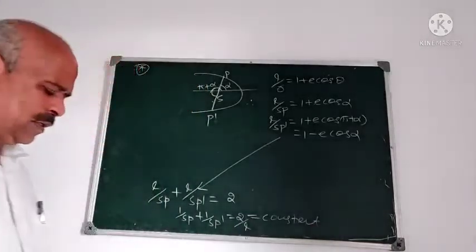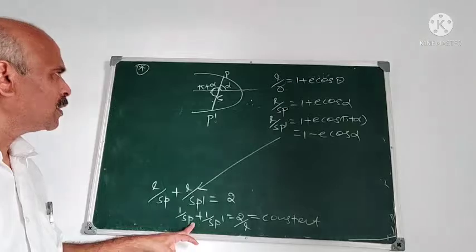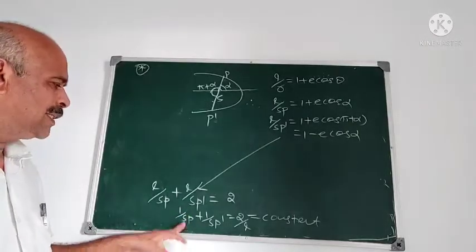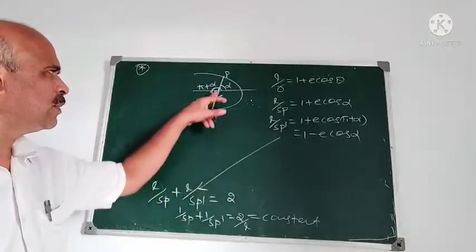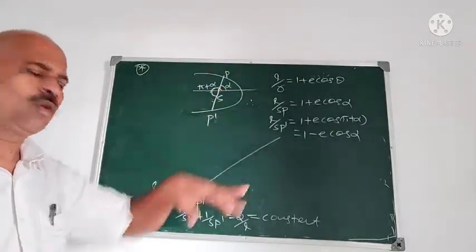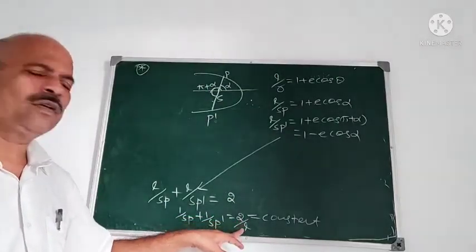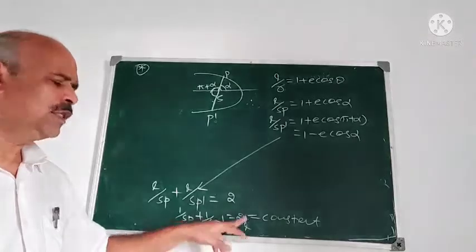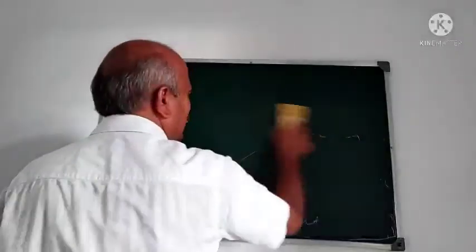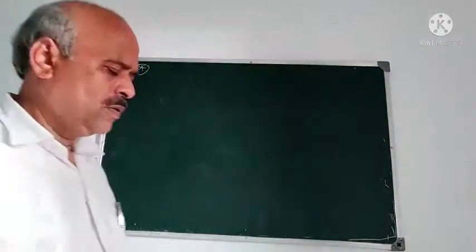Therefore, the sum of the reciprocals of, what was the problem? Sum of the reciprocals of the segments of a focal chord. What are the segments of a focal chord? SP and SP dash. The sum of the reciprocals, 1 upon SP plus 1 upon SP dash, is constant. Why constant? Because L is constant, 2 is constant. It is nothing but the previous problem only, but at this step, 2 by L, we have stopped there.